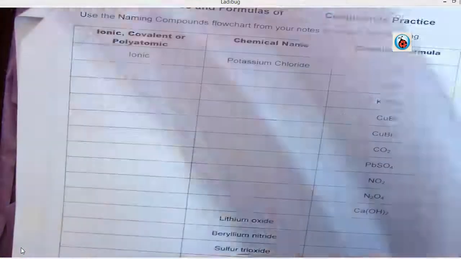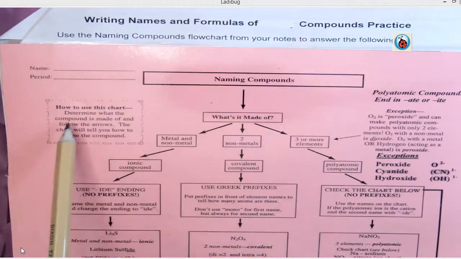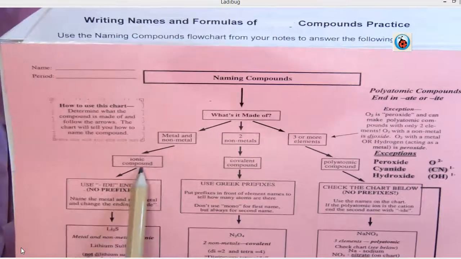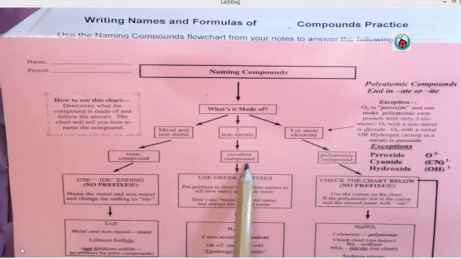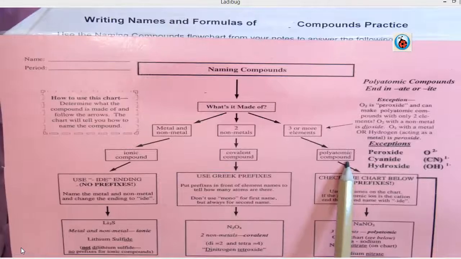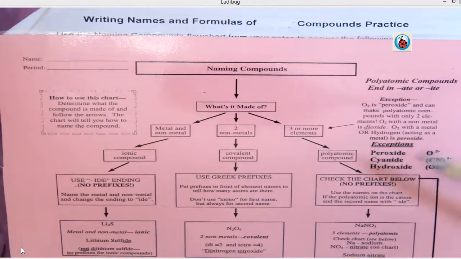All right, I've got this great little flow chart for you, and it's loaded in Canvas, but you can get this from me. How to use this chart. Okay, so what's it made of? Is it a metal and a nonmetal? Then it's going to be ionic. Two nonmetals, covalent. Is it three or more elements? Then it's going to be polyatomic. Okay? And if we're looking at the name, our clues on those is they're going to end in ATE or ITE, and here we see those exceptions.